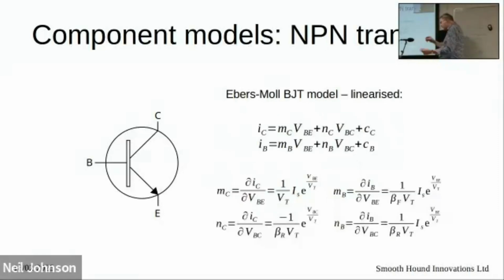And whenever we make a new estimate of the voltages on this, we can make our linearized version of it. So in this case, the collector current is a function of VBE and VBC, with the derivations that you see there.